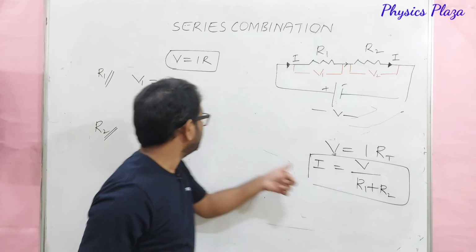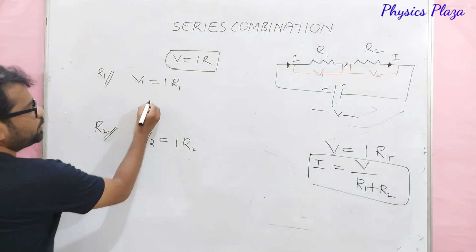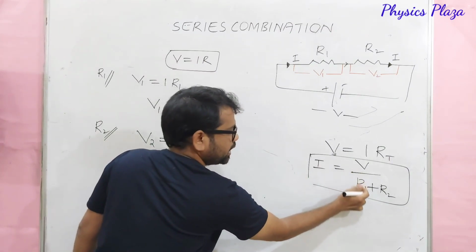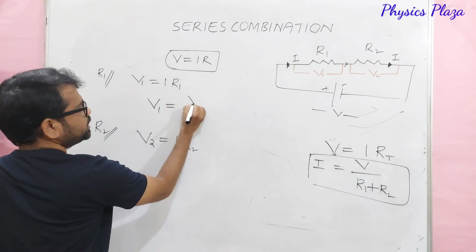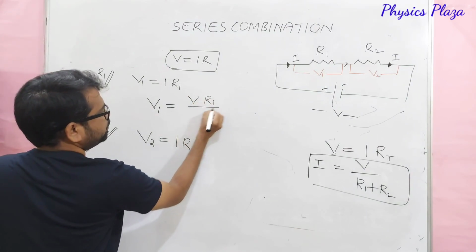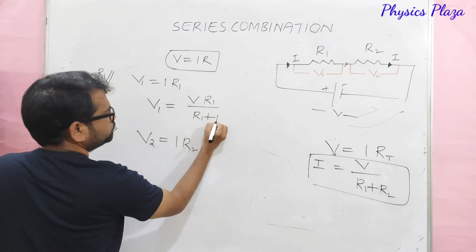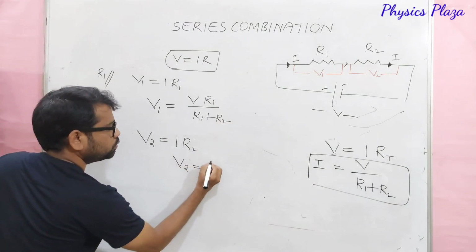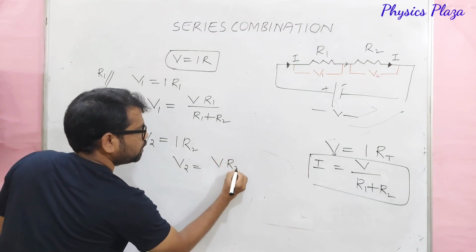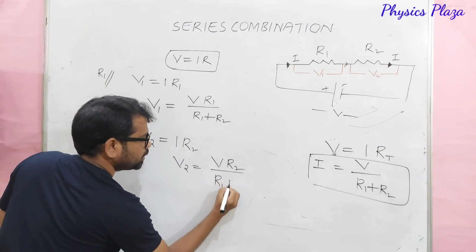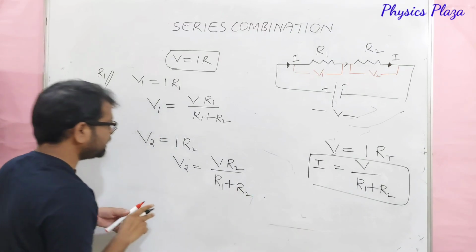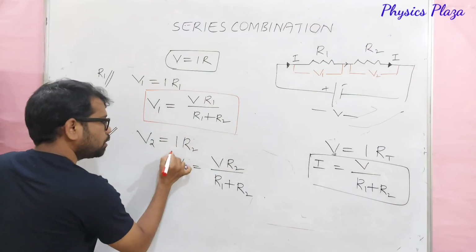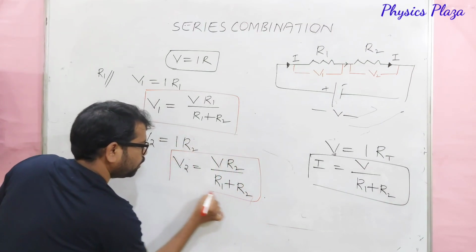Now you substitute the I value in this. So then V1 is equal to, in the place of I, we should write V by R1 plus R2. Then what do we get, children? It is V into R1 by R1 plus R2, whereas here we get V2 is equal to V into R2 by R1 plus R2. Children, this is a very important expression to calculate the potential difference across the resistors.